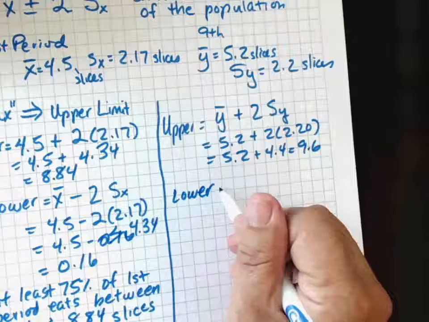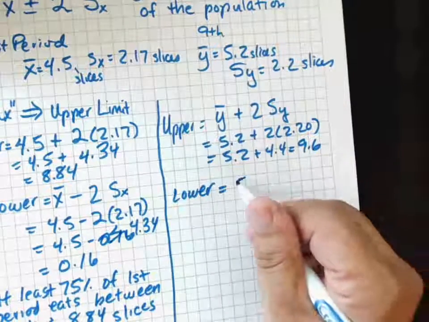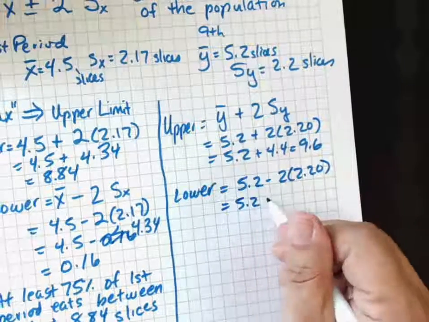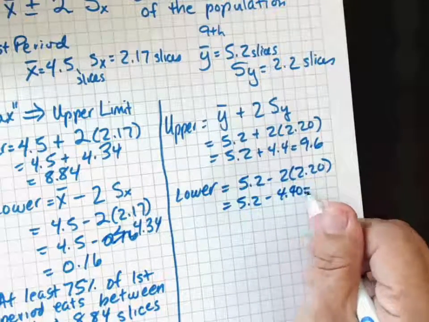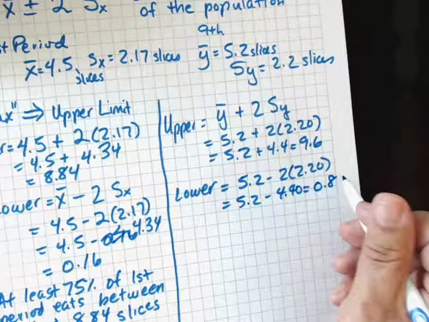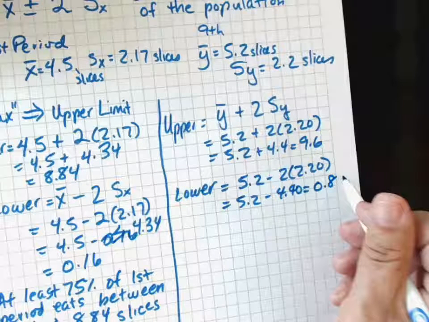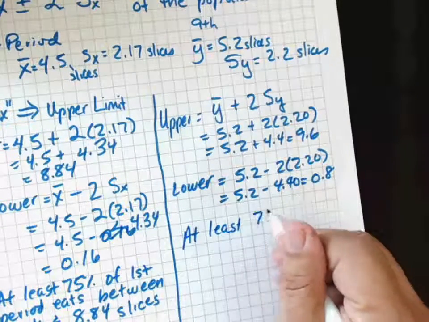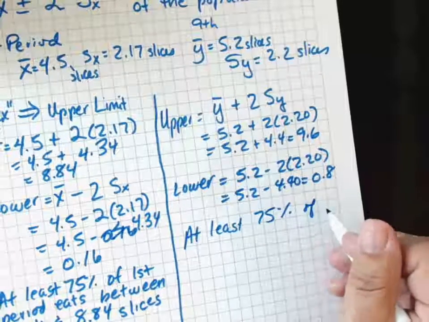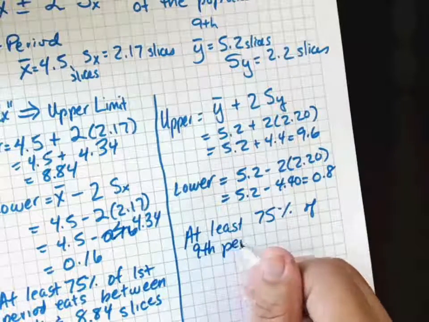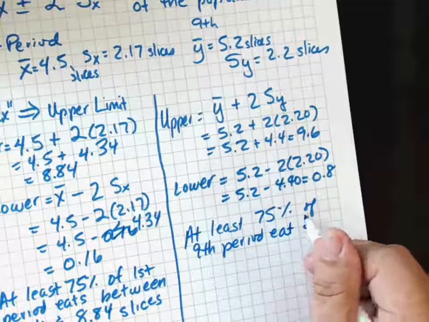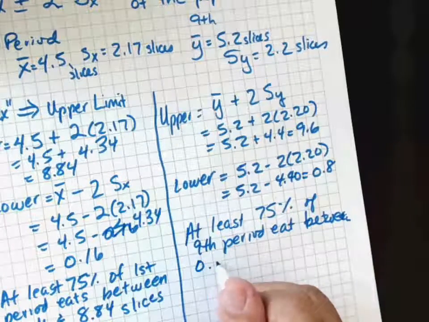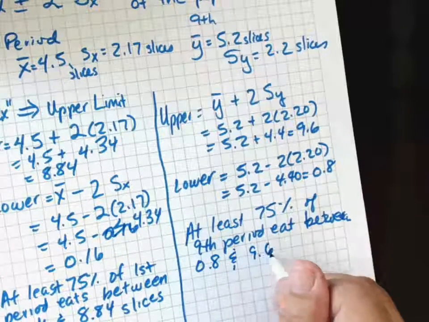All right. Lower equals 5.2 minus 2 times 2.20. So it's 5.2 minus 4.40, which is 0.8. So I can say at least 75% of 9th period eats between 0.8 and 9.6 slices of pizza.